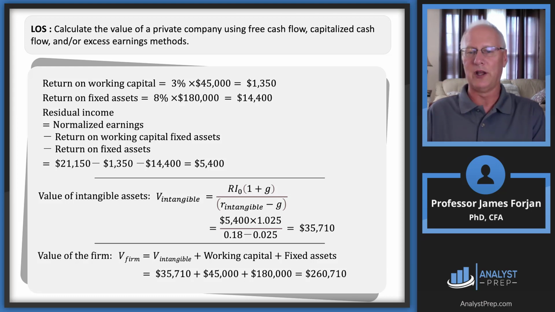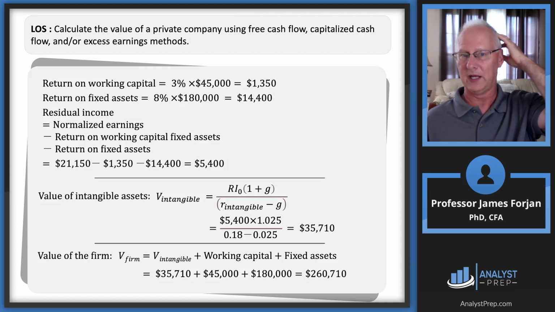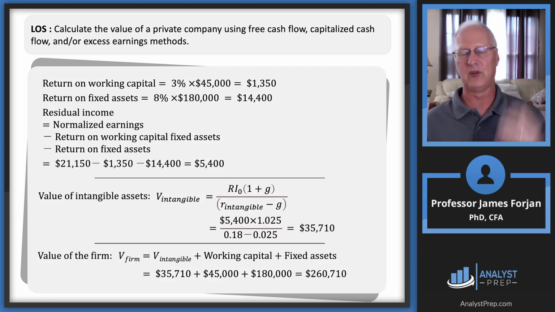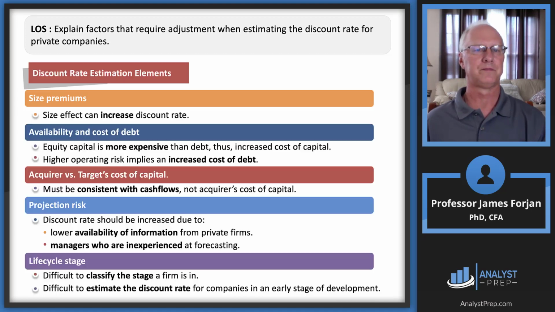So there's the 225 that I was talking about earlier, just a general idea about the value of the firm based on its assets. And then we're going to add those intangible assets, those normalized earnings, right? Converting that to residual income. So there we get 267.10.